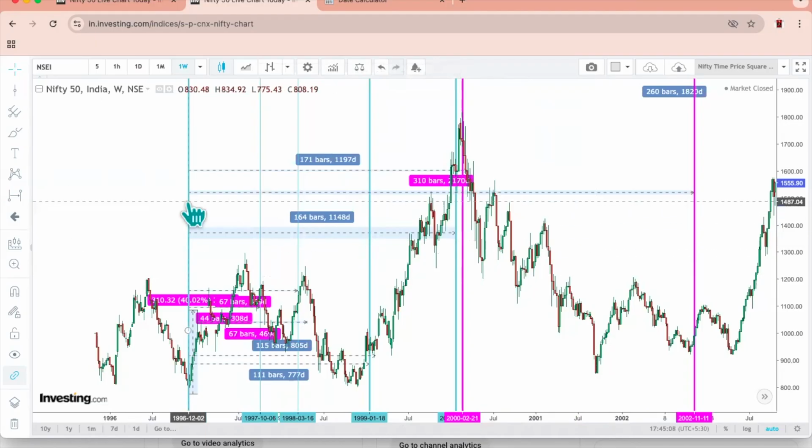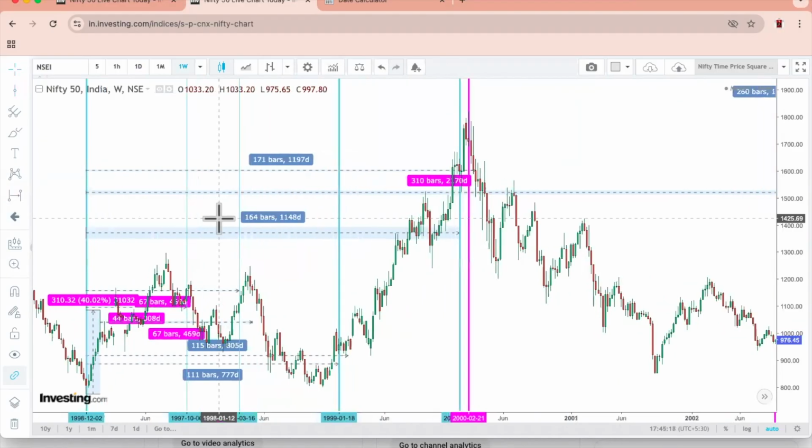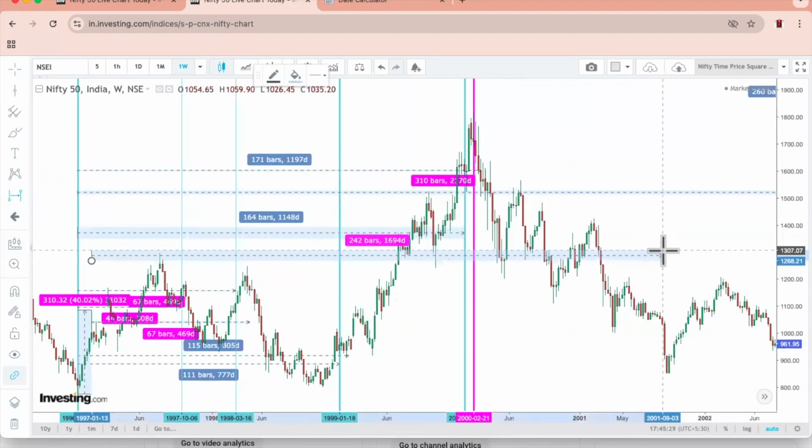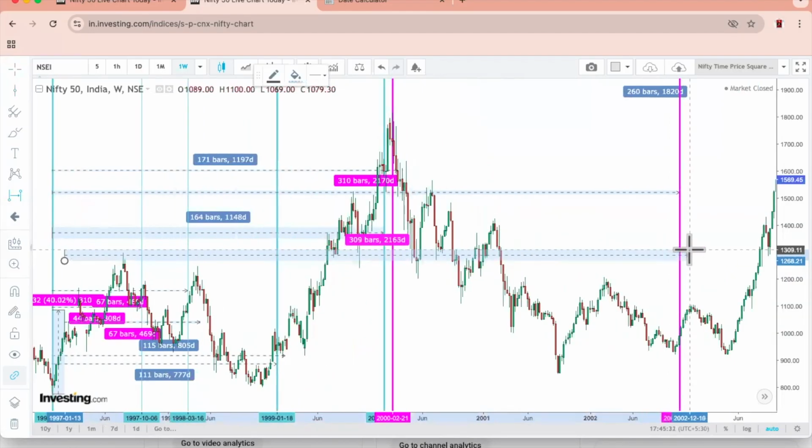Now, if I consider from this point onwards till this point, we are getting 310 bars or 310 weeks over there. And similarly, maybe from this high again, we can go for 310 weeks. Maybe I'll consider from here, and consider 310 bars from this high. And again, we are getting a major high over here. So here we are getting a low, here we are getting a major high.